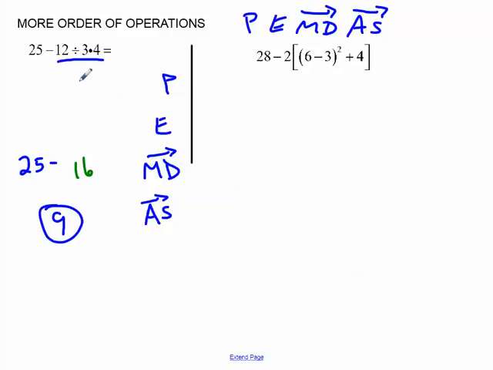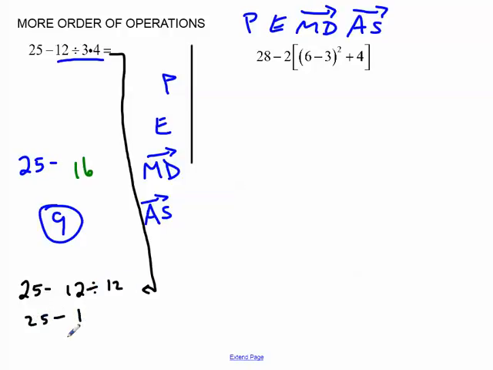You know what? Let's assume that we did this multiplication and division first. That we did this multiplication first. Let's see what would happen, because I'm kind of curious. If we did this incorrectly and we did the multiplication first, we would get 25 minus 12 divided by 3 times 4 is 12 divided by 12. 25 minus 1 is 24. Frowny face, only because we've got to follow the rules for order of operations.